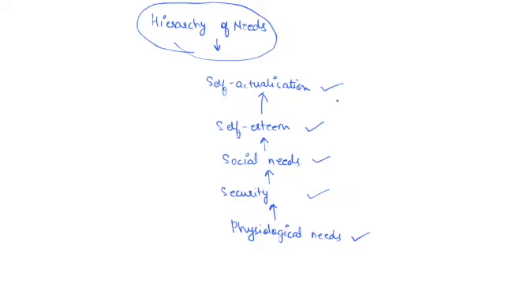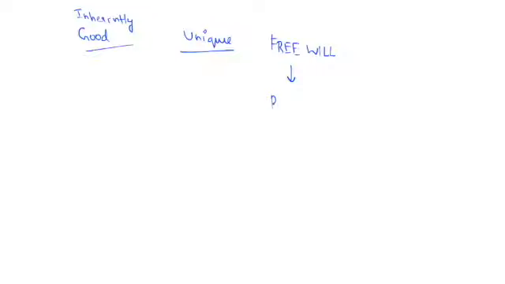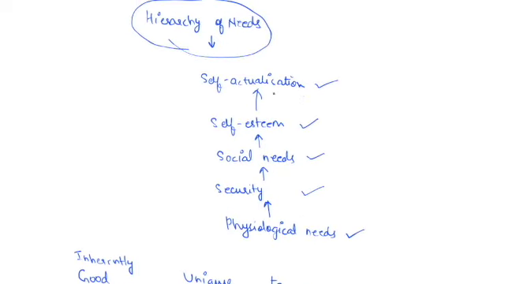So what humanists believed was that humans are inherently good, and that we are all unique human beings. It further says that we have a free will and we are actually motivated to reach our potential. And what's our potential and what's the purpose of our life? It's self-actualization.